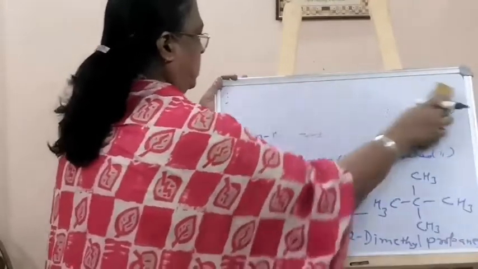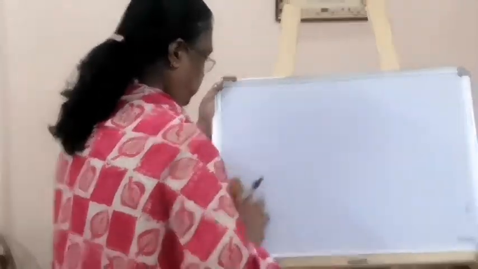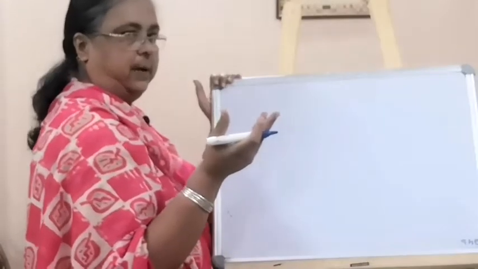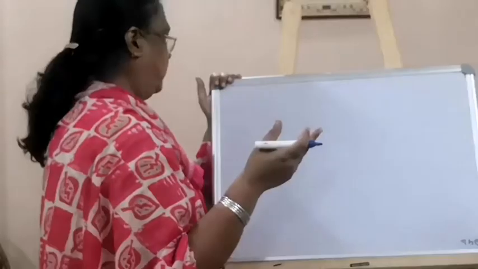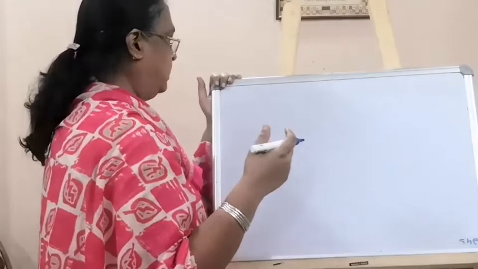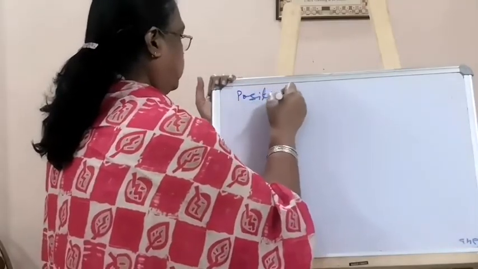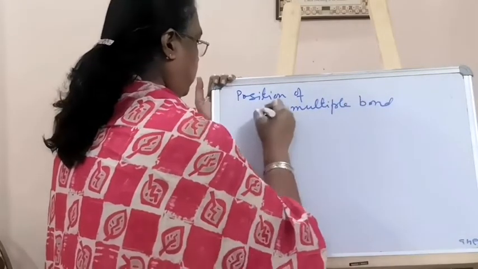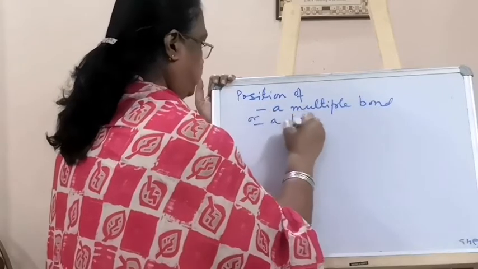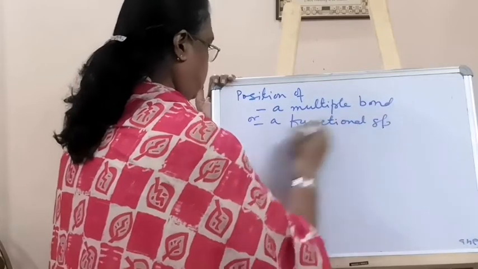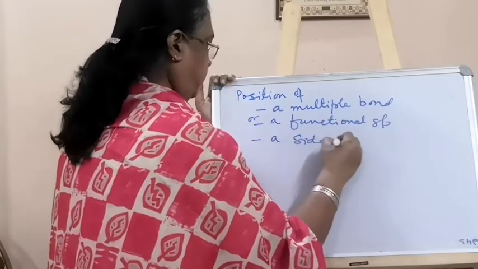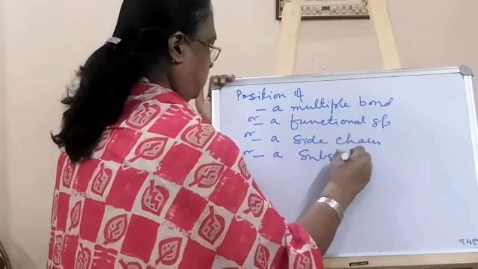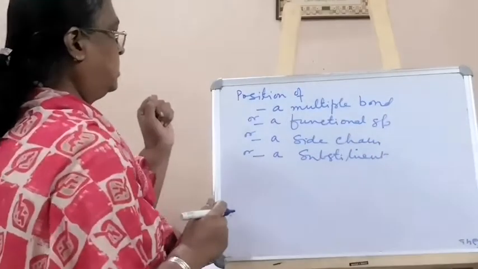Okay, now we come to the position isomer. Positional isomerism, in that two or more than two chemical compounds will have same molecular formula, but they will differ in their properties due to the difference in the position of a multiple bond or a functional group or a side chain or a substituent. So we'll see first the position wise.